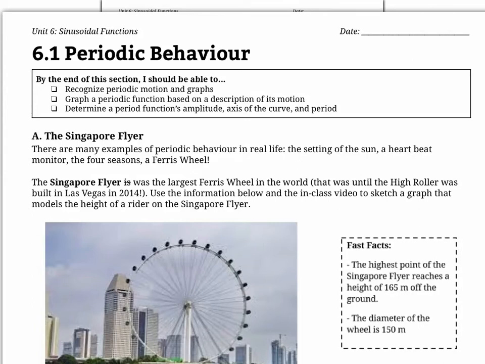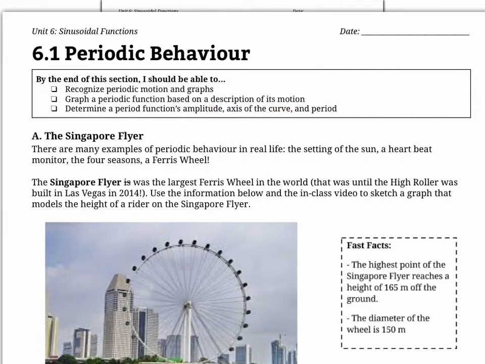By the end of this lesson, you should be able to recognize periodic motion in graphs, graph a periodic function based on a description of its motion, and last, determine a periodic function's amplitude, axis of the curve, and period. So those will be 3 new words, as well as what the heck periodic means.